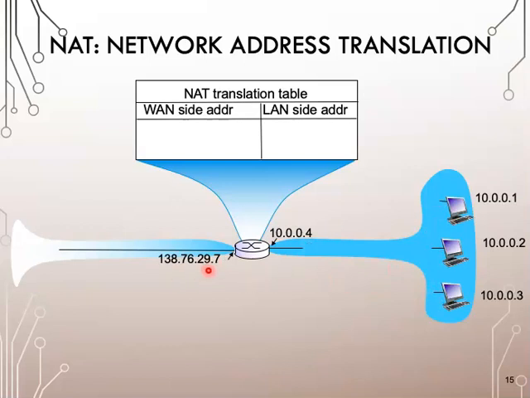So in this figure, all traffic leaving the home router for the larger internet will have the source IP address of 138.76.29.7, and all traffic entering the home router must have the destination address of this one. So in essence, the NAT enabled router here is hiding the details of the home network from the outside world, and the router gets its address from the internet service provider DHCP server.